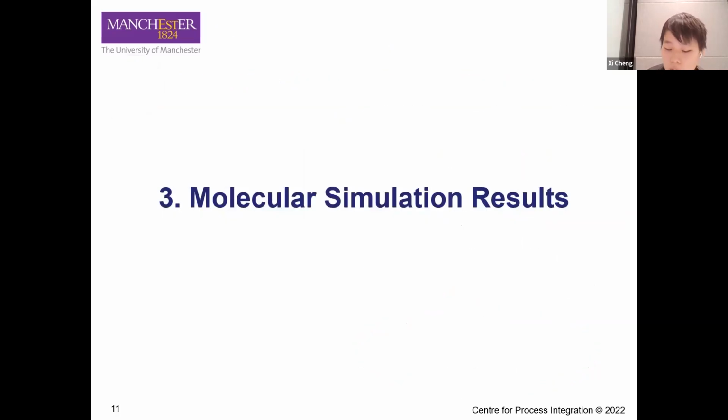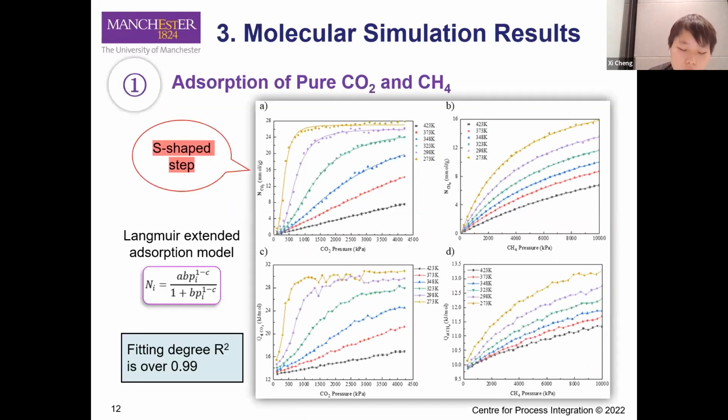So let's move on to the results part. The first one is the molecular simulation results. This page shows the adsorption isotherms of pure CO2 and CH4 at different temperatures. The fitting degree of the extended Langmuir model is greater than 0.99. It is worth noting that with the increase of pressure, the adsorption isotherm of pure CO2 presents an S-shaped step, which is completely consistent with the phenomenon observed in the experiment. Meanwhile, the storage capacity of CO2 is much larger than that of pure CH4.